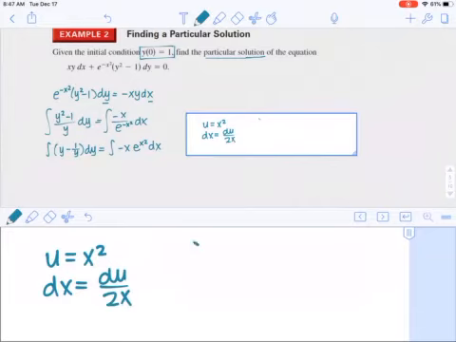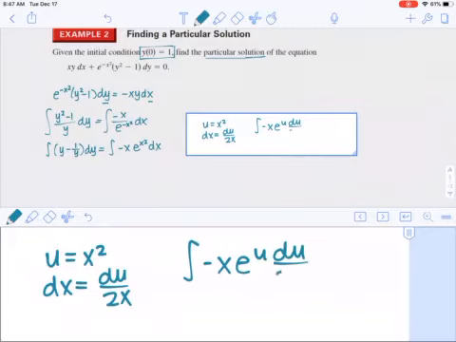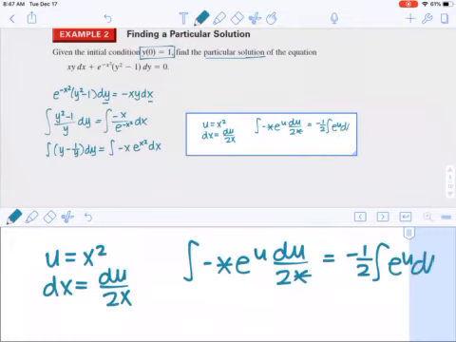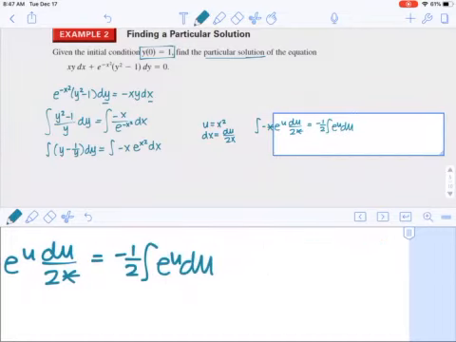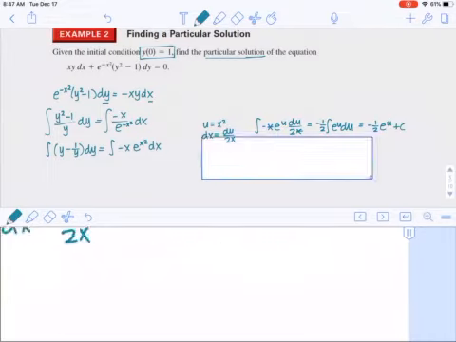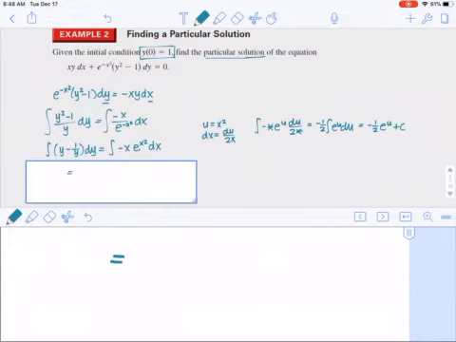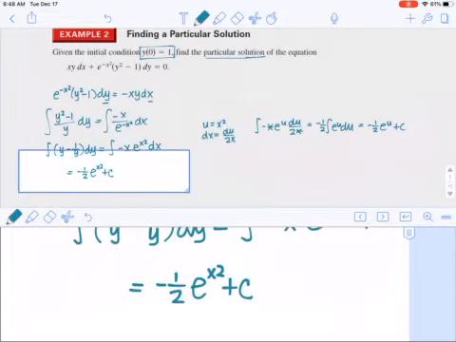All right, so I will have negative x e to the u du over 2x. That's going to go. I can pull out that negative 1/2, and then I have my favorite antiderivative of all time, right? Negative 1/2 e to the u plus c. So when I take that back over here, negative 1/2 e to the x squared plus c. On the other side, I'm going to have 1/2 y squared minus natural log of the absolute value of y.